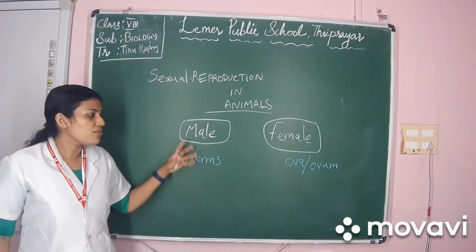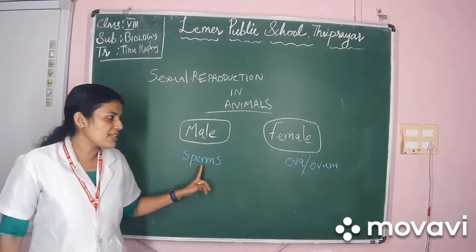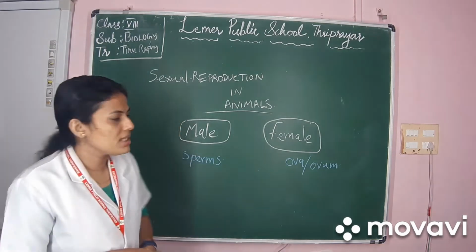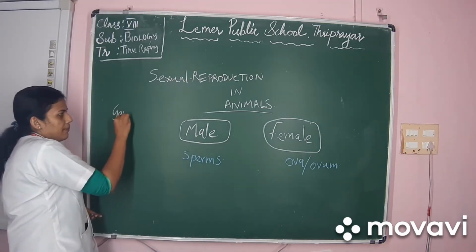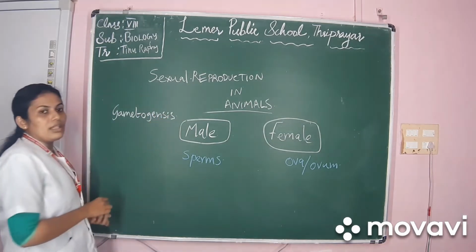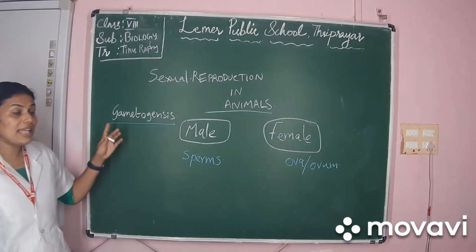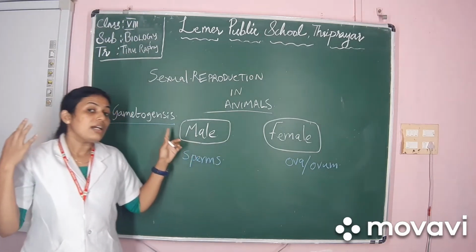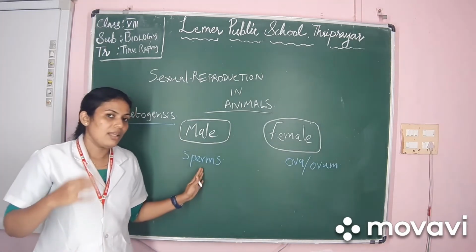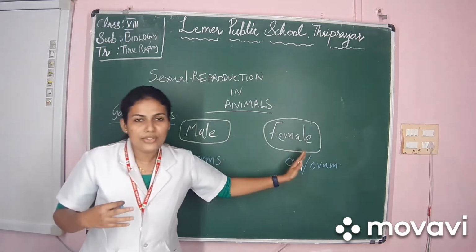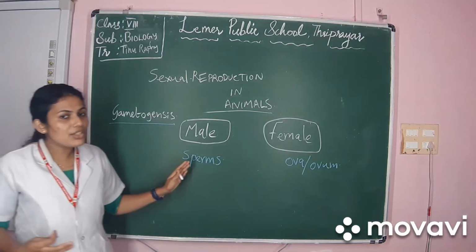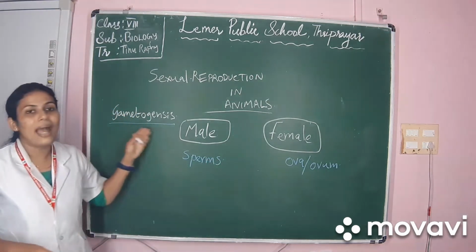Now, the process of formation of gametes. Here the gametes are sperm and ovum. The process of formation of gametes is called gametogenesis. Now, what is this gametogenesis? Gametogenesis is the production of gametes, that is, a male individual producing sperm as the male gamete and a female individual producing ovum as the female gamete. So the process of production of gametes from the individuals is called gametogenesis.